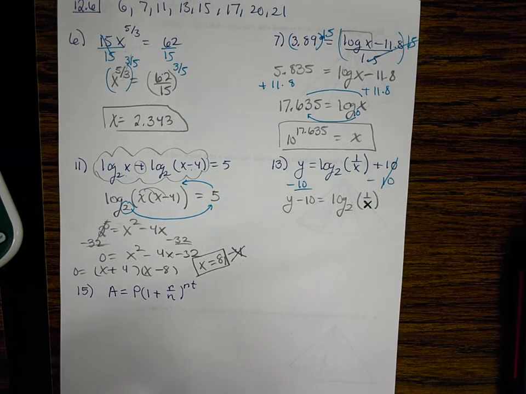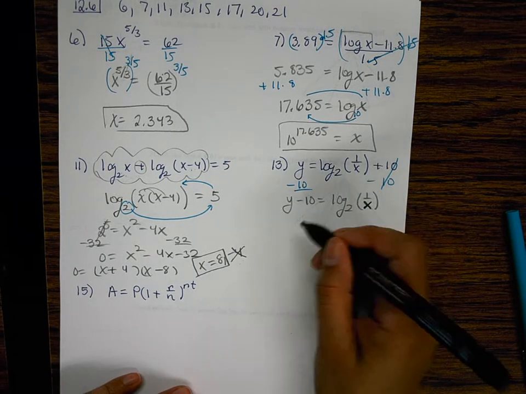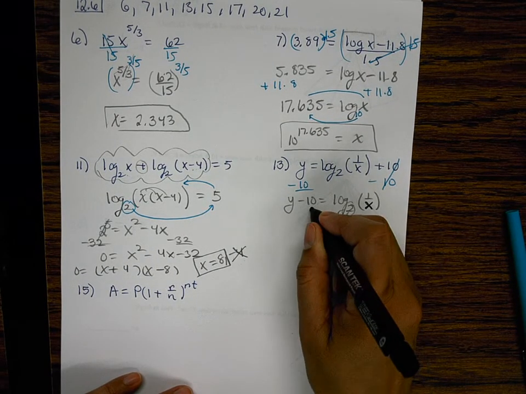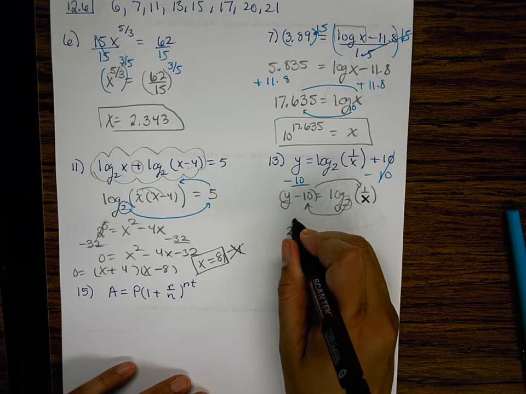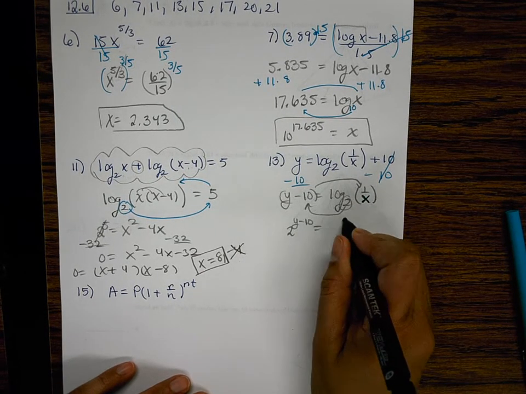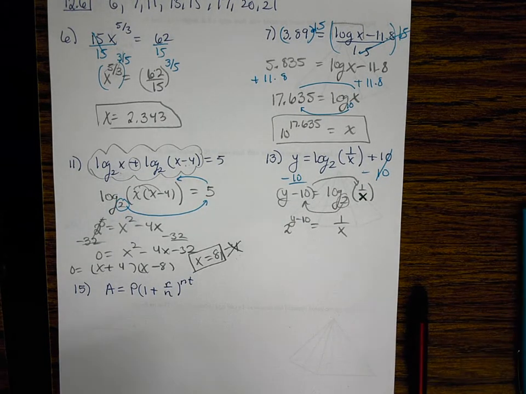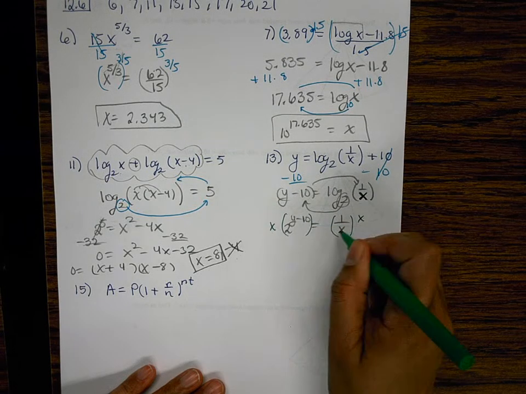Is this a drop the log or a wraparound? Either way, when I do a drop the log or wraparound, the log is gone. And it's wraparound because there's only a log on one side. So 2 raised to the y minus 10 will equal 1 over x. Multiply both sides by x to get it out of the denominator.